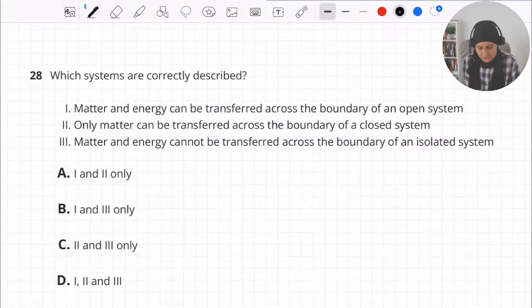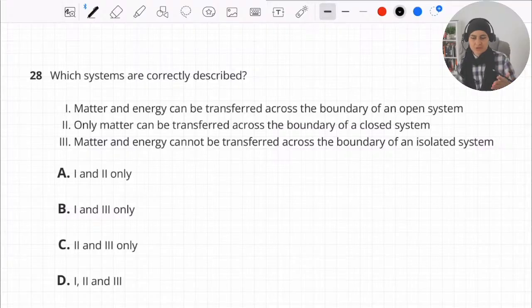Next one. Which systems are correctly described? Well, let's see. Open systems are when you have exchange of matter and energy. Closed systems are when you have exchange only of energy, and isolated systems have no exchange. So open, everything is exchanged. Closed, only energy is exchanged. Isolated, they don't exchange matter or energy.